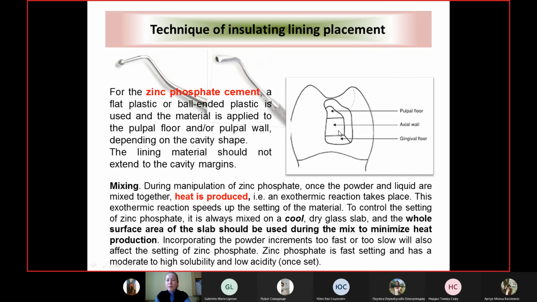Base lining is placed to the pulpal wall, and somehow it should be extended to the walls, but not cross the enamel dentine junction. Because otherwise, the light or chemical cured composite will be compromised if the cement crosses the enamel dentine junction.